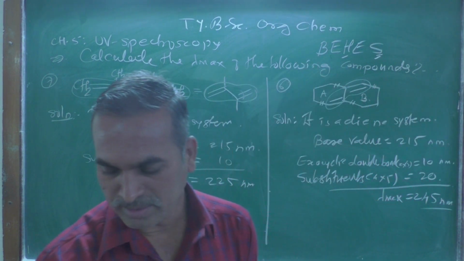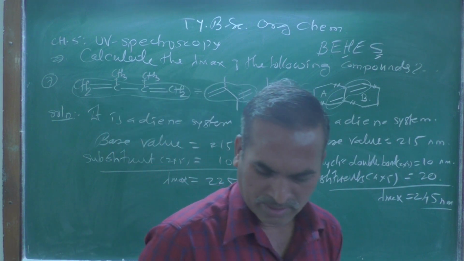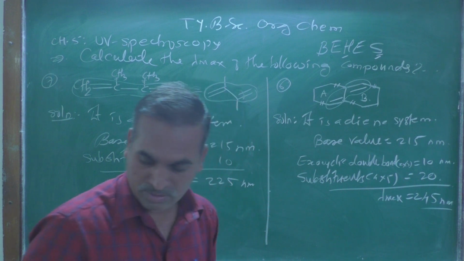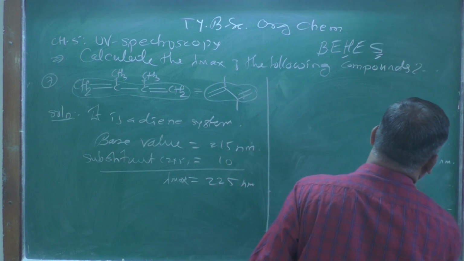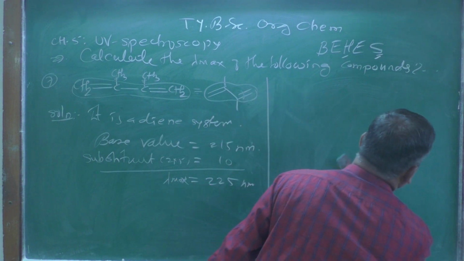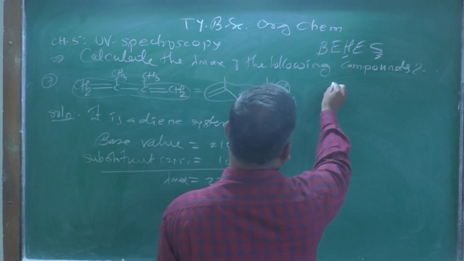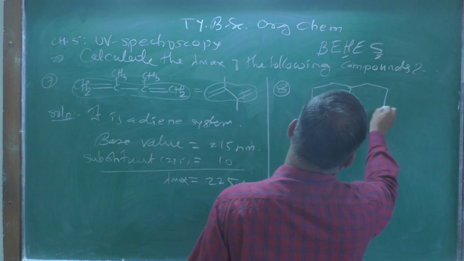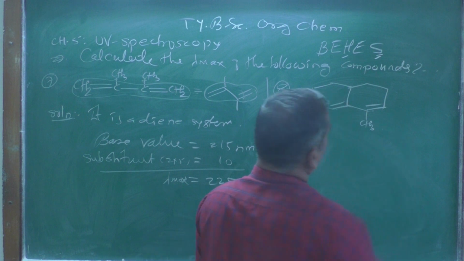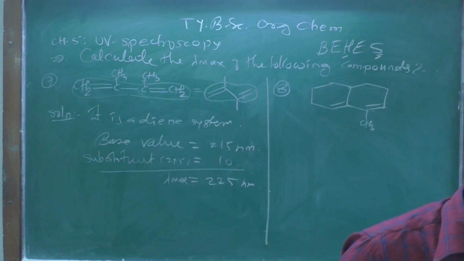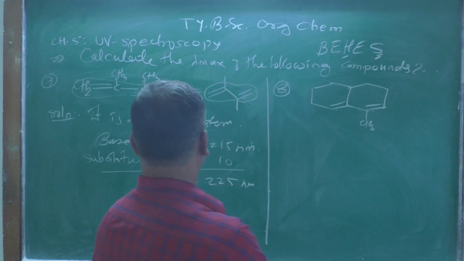Understood this one? Okay, let me take one more example so that you can understand it more. Let me clean this once again. Now that is problem number 8 I am going to solve over here. So let's see problem number 8. The structure is like this, and one of the methyl groups is shown over here. Let me complete this while solving that problem.